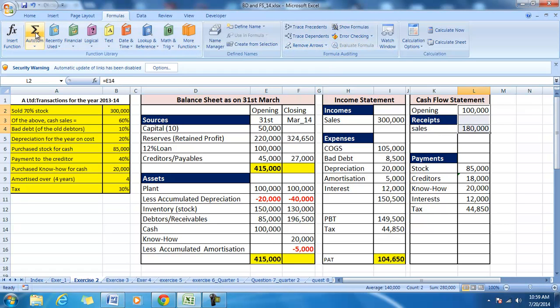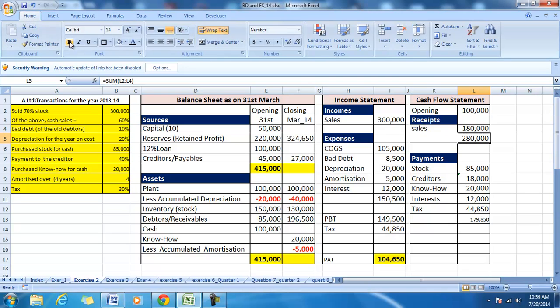Then we'll see cash in hand. Cash in hand is cash available minus the cash payment. Cash available is 280,000 and cash payment is 179,000. So cash in hand is equal to 280,000 minus 179,850. So cash in hand is 1,150,000, and cash is an asset. We transfer that to the asset side of the balance sheet.